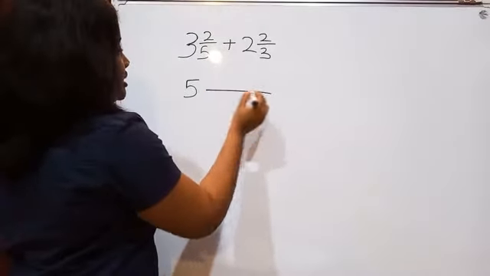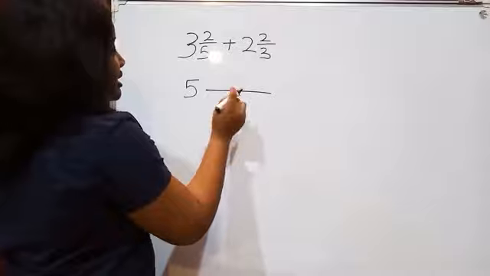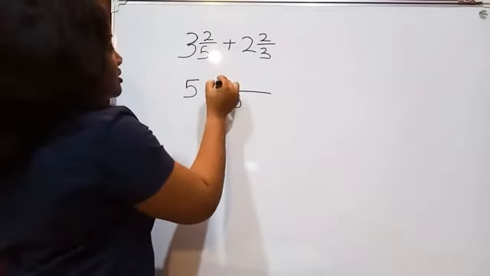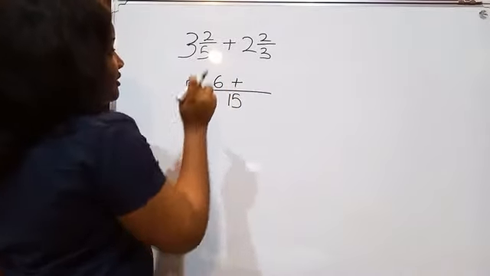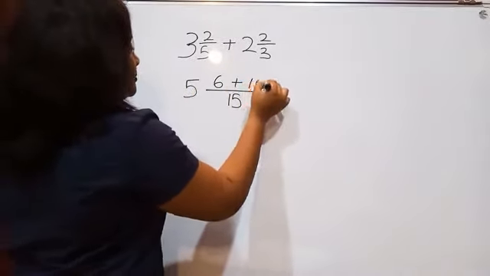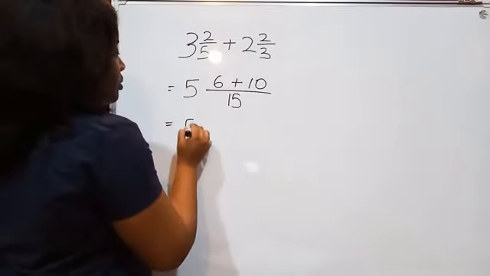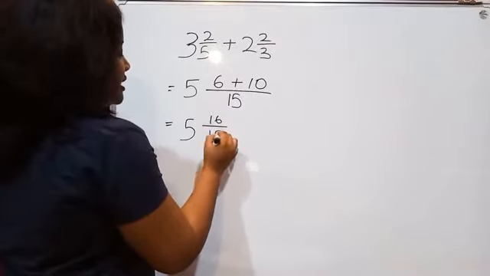Then the LCM of 5 and 3 is 15. 15 divided by 5 is 3. 3 times 2 is 6. Plus 15 divided by 3 is 5. 5 times 2 is 10. And that gives us 5 whole number, 16 over 15.